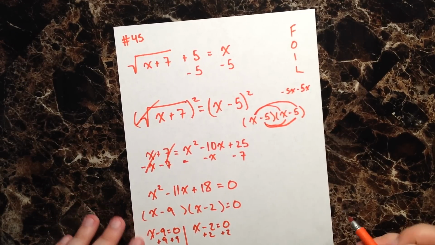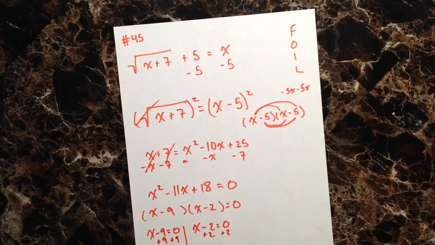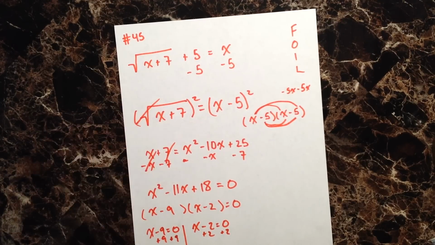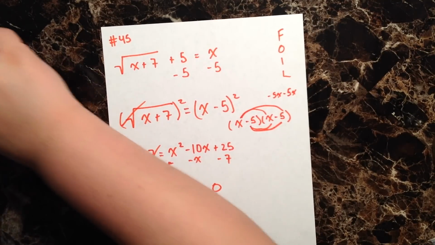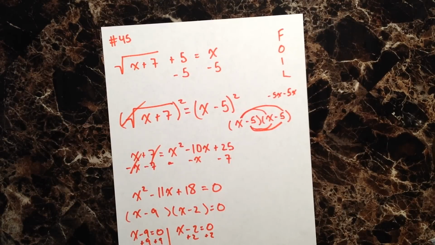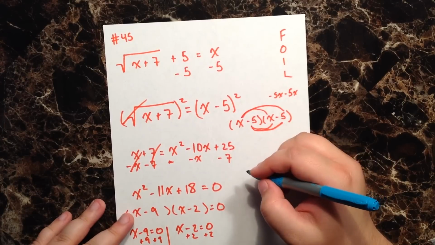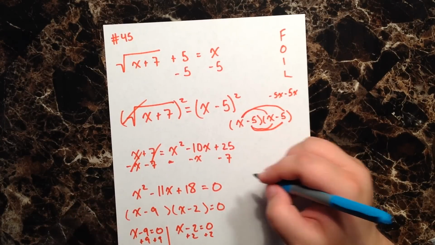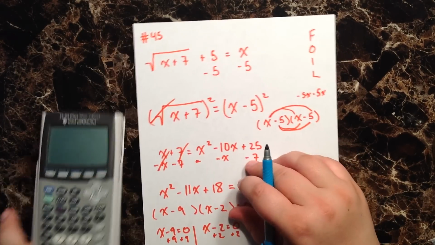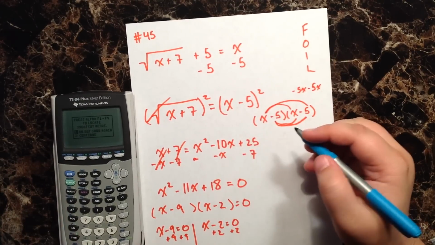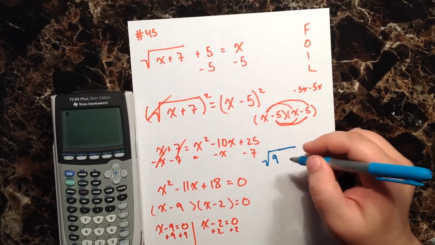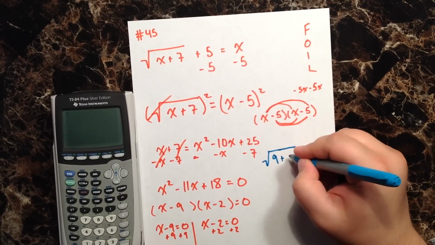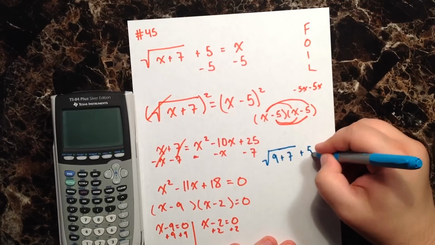But I'm not quite finished yet, because I want to take each of these values of x, plug it back into my original equation, and test to see whether or not I get a true statement. Let's switch up the color so we can see it a little more easily. Let's plug in a 9 for x and see what we get. If you have a calculator, I would bring it out now.